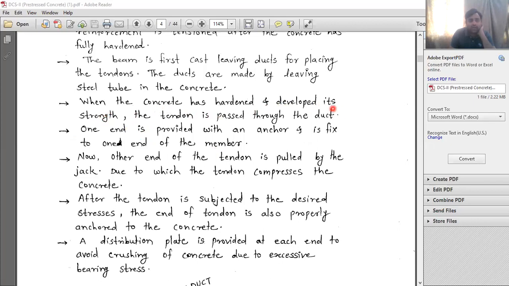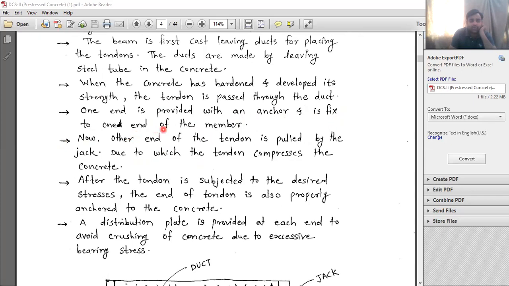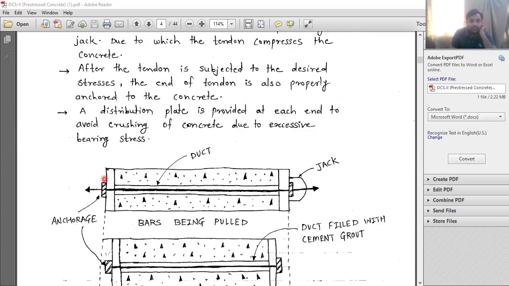When the concrete has hardened and developed its strength, the tendon is passed through the duct, whatever we have left over there. Okay. So one end is provided with an anchor and is fixed to the other end of the member. See here, one end is anchored. This is the anchor. Anchor plate is provided. And the other end is fixed to the jack. Okay. And this in the middle is the tube, steel tube, and this is the duct. So hollow steel tube. And here the tendon is placed.